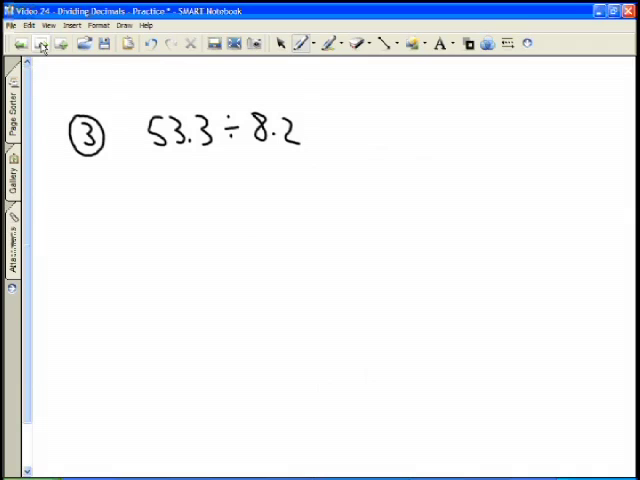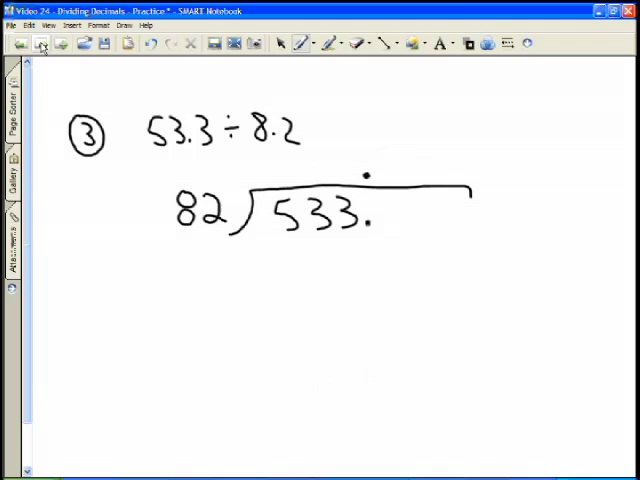And in the last example, we have 53.3 divided by 8.2. So again, we're going to do 82 and 533 instead of the 8.2, right? We kick this one over 1 decimal place, and we kick this one over 1 decimal place. And so now we have 533 over 82. And I'm going to make a mistake here intentionally.